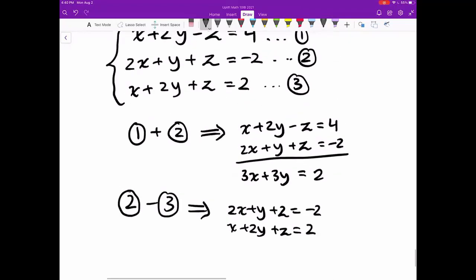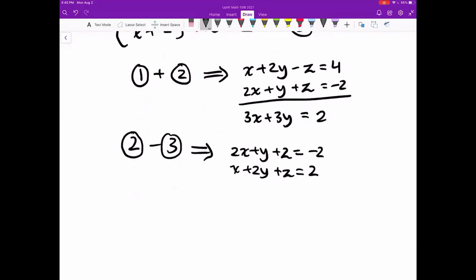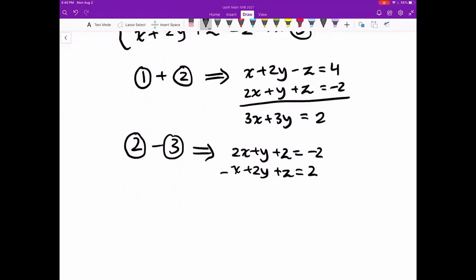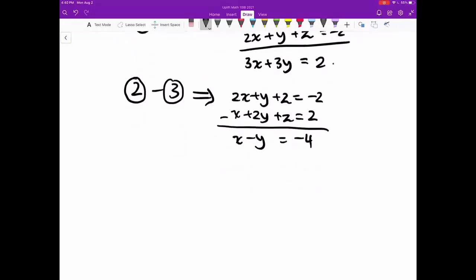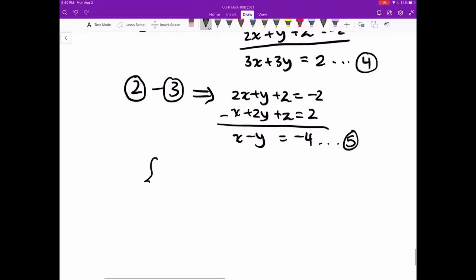So we just subtract these two equations and we get x minus y is equal to negative 4. And then here we see that we have two-variable equations, so we can label them as 4 and 5. And then we could solve both of these. So we have 3x plus 3y is equal to 2, and x minus y is equal to negative 4.